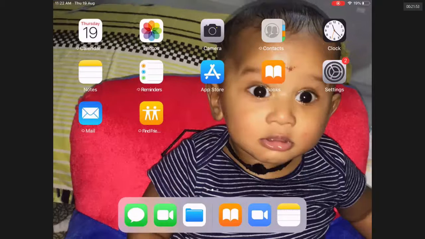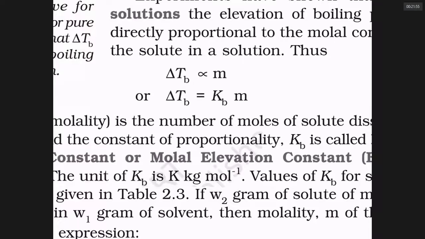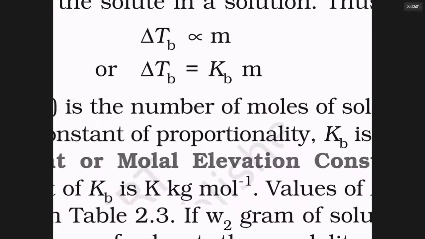When delta Tb is equal to Kb? This is the relation: when m equals 1. Molality is 1. So for a one molal solution, the elevation in boiling point is called Kb. Hence, Kb is the molal elevation in boiling point constant.